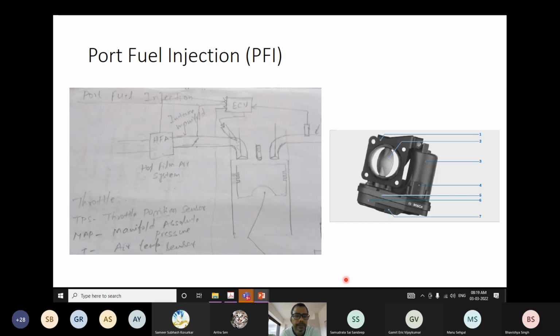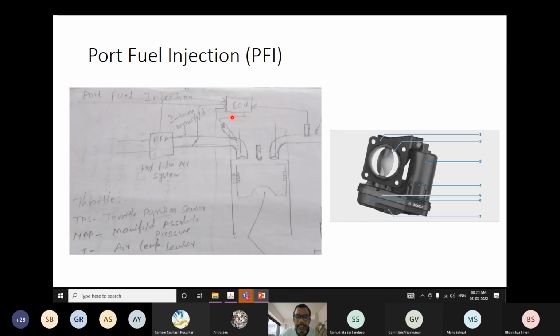Any questions regarding how the ECU will get the signals, in very basic ways? The ECU will get the signals from the sensor, the mass flow sensor. It'll get the mass air flow.